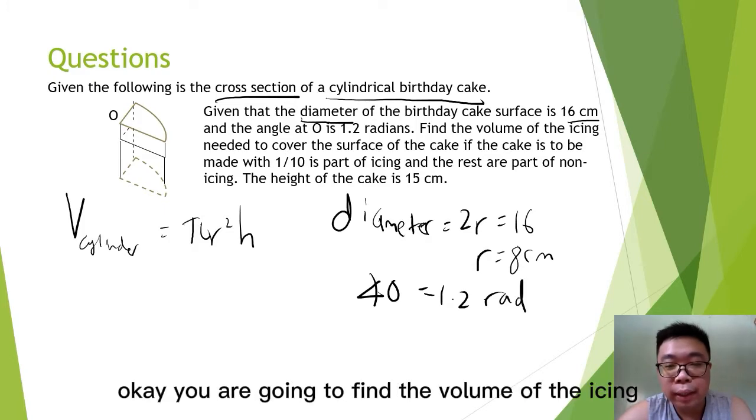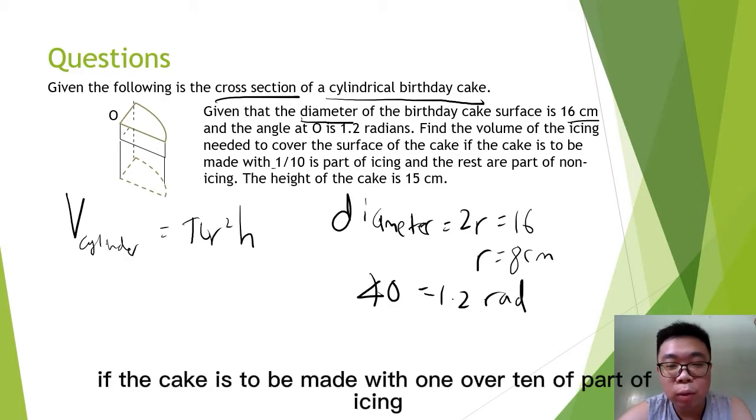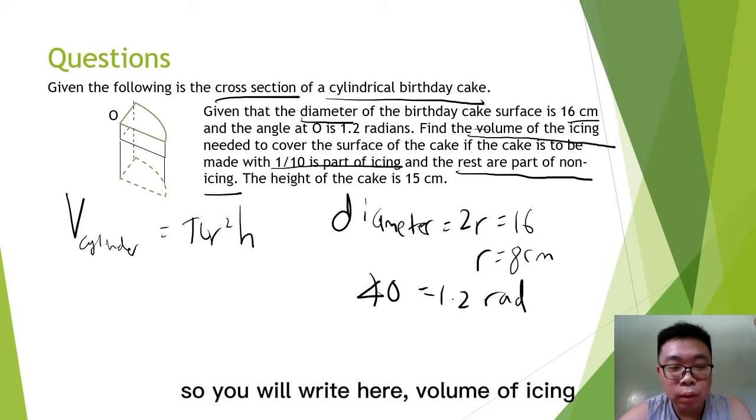You are going to find the volume of the icing needed to cover the surface of the cake, if the cake is to be made with 1 over 10 part of icing and the rest is non-icing. We want to calculate icing. So you will write here volume of icing.